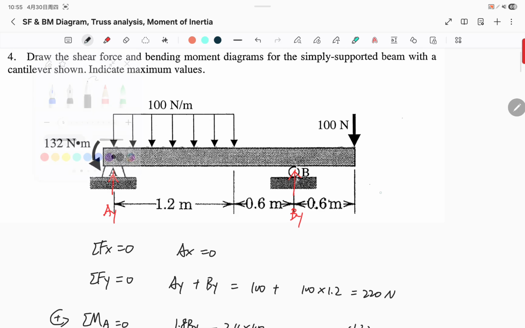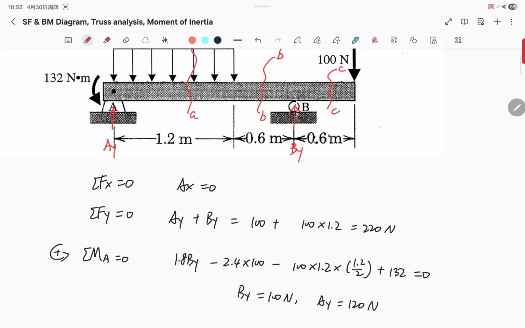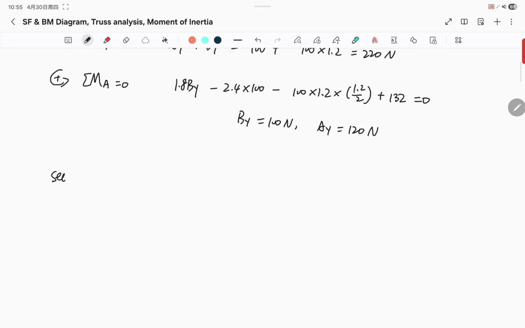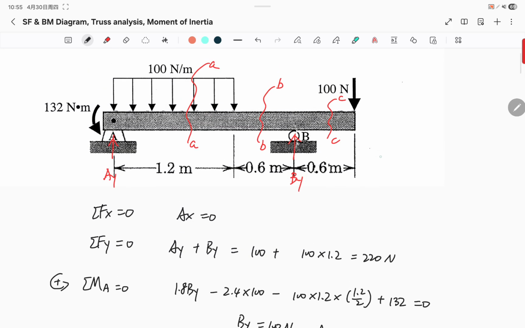And now we can do some sections here in the diagram. We're gonna do 3 sections: AA, BB, and CC. Why 3? Because we have 3 distances. We have 3 segments of distance. So there's 1 section of each segment. And then we're gonna draw the free body diagram of section AA.